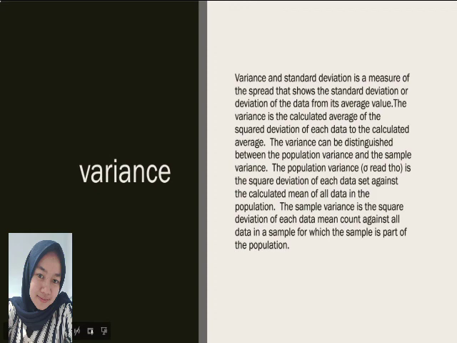The population variance is the squared deviation of each data point against the calculated mean of all data in the population. The sample variance is the squared deviation of each data point against the mean of all data in the sample, where the sample is part of the population.